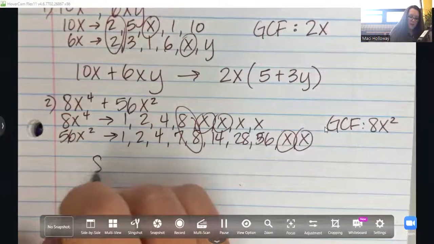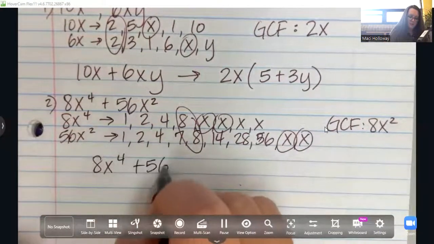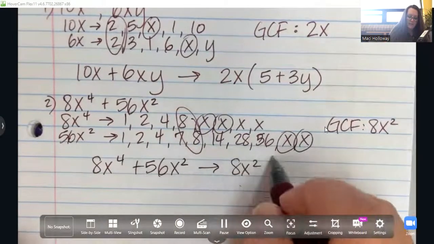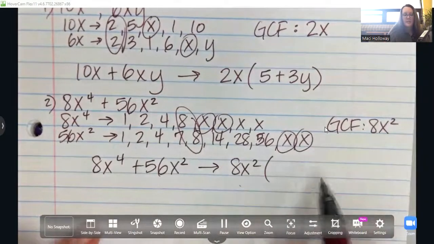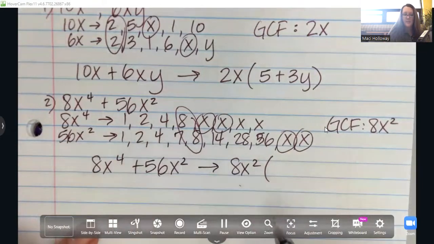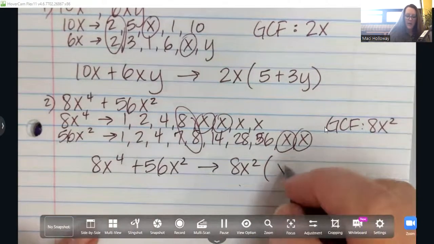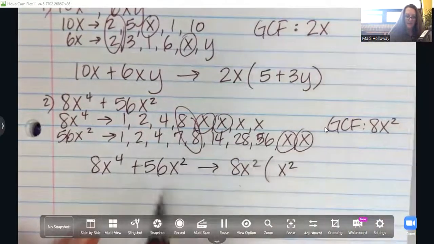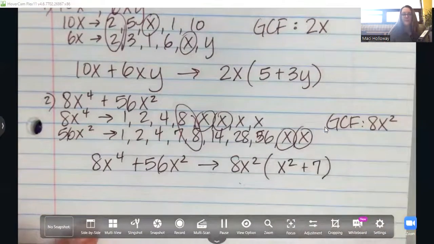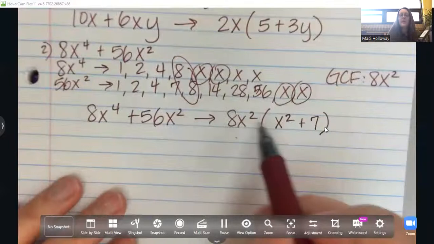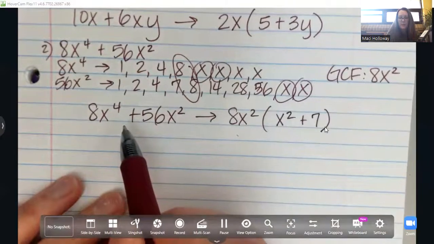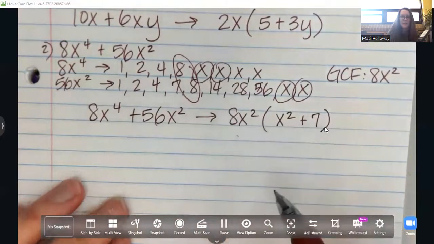So if we were to factor 8x to the 4th plus 56x squared, then I would factor out the 8x squared. And then on the inside of the parentheses, it's like I'm dividing. So if I take 8x to the 4th and I divide 8x squared out, then I would have 1x squared left, right? If I take 56x squared and divide 8x squared, we get just 7. So a way to check yourself is to distribute that 8x squared back out and see if you get the beginning value, which we should. We would get 8x to the 4th plus 56x squared.